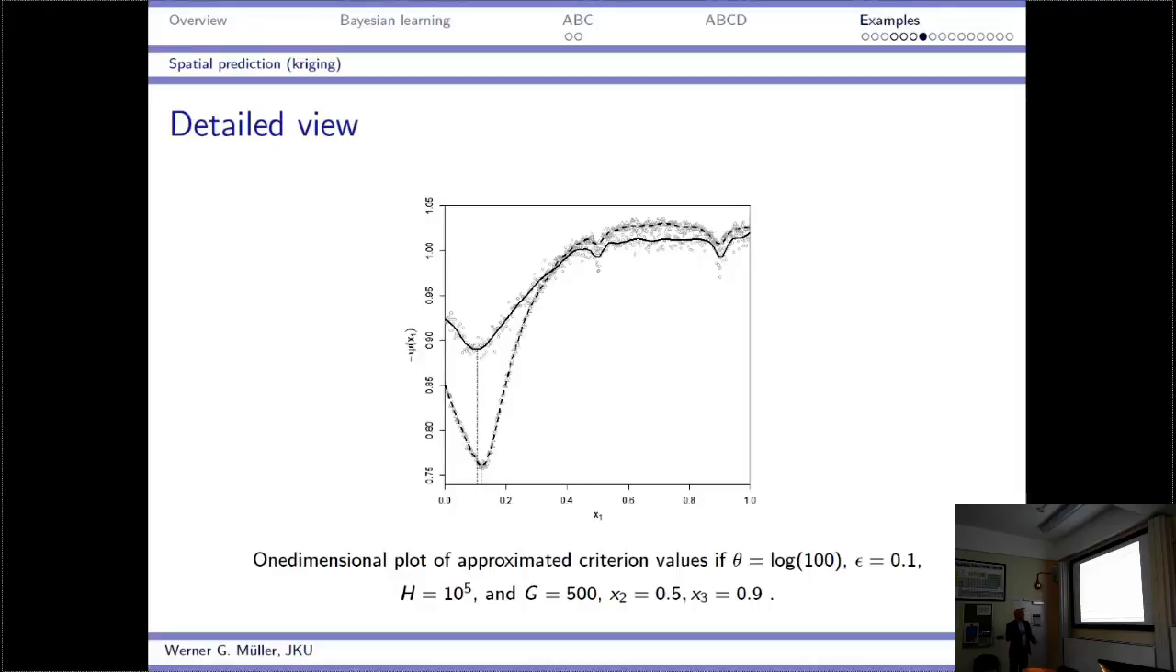Here we're using two different priors. I think it's not very essential which ones, but you see that in both cases, the optimal point is rather well identified by ABCD, and is also identified away from the border points. Okay. So this works very well.